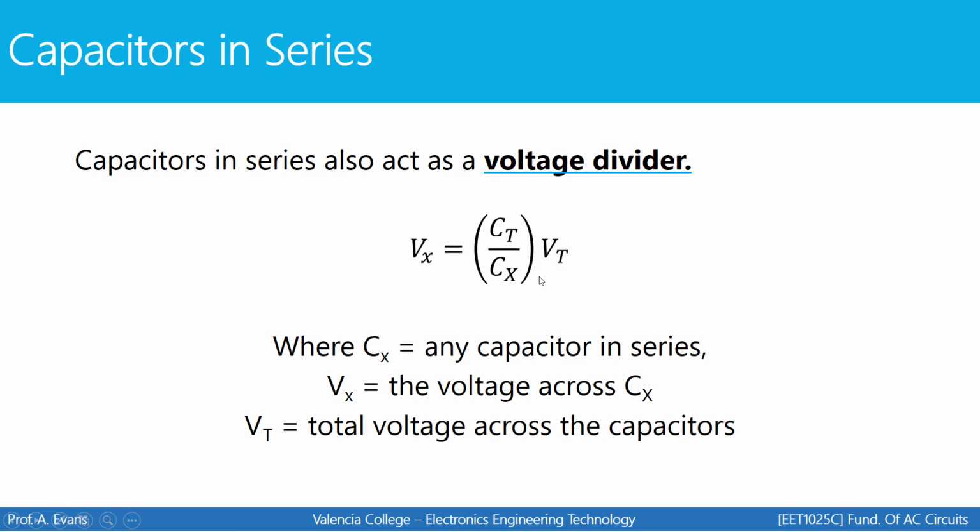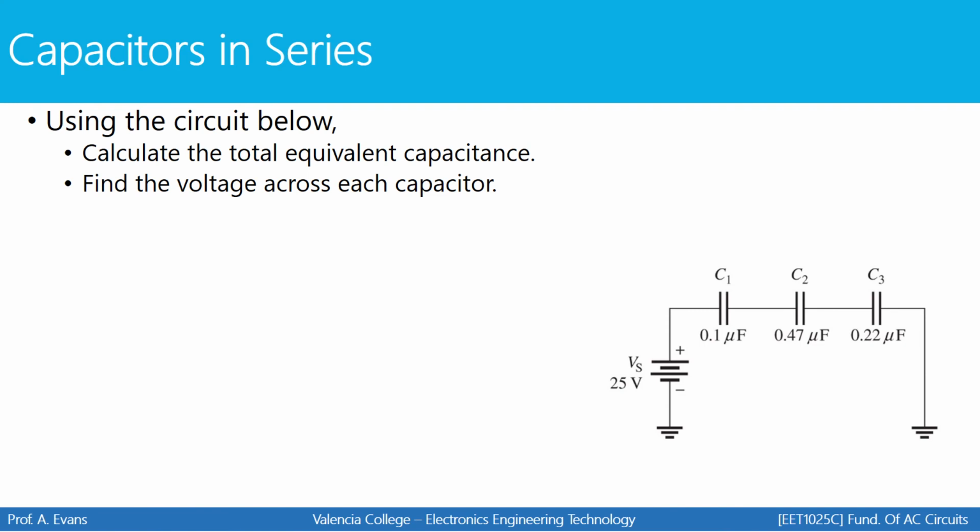So in general, capacitors in series work as a voltage divider in the same way that you think of resistors in a voltage divider. The equation to set it up is slightly different. Notice that the total is on the top and not the bottom. But other than that, we can take a group of capacitors that are wired in series and apply a voltage divider to find the voltage drop across a specific capacitor.